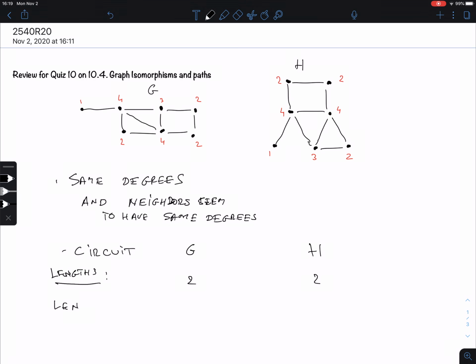Length 4. Remember, there's no length 2 circuits, so length 4. Well, I can go around this way. I can go around this way, and I think because this, any other, if using this one, it was either a triangle or a degree 5, so no, that doesn't work. What about degree 4? There is this degree 4, and then there is this degree 4. Okay.